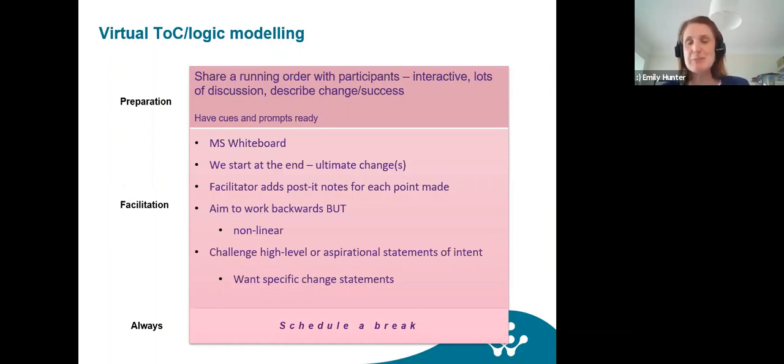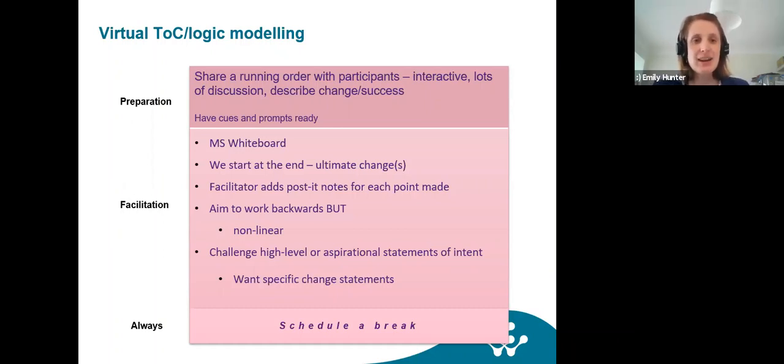So I'm going to describe specifically how to do this virtually, because we found it can work, and it can work quite nicely. But some key points. First of all, around how to prepare for a session, I'd say it's really important that all those who are participating know what's in store for them. So explaining that it's going to be a highly interactive session, that they'll be expected to participate in lots of discussion, share their views, and be prepared to describe change and what success might look like.